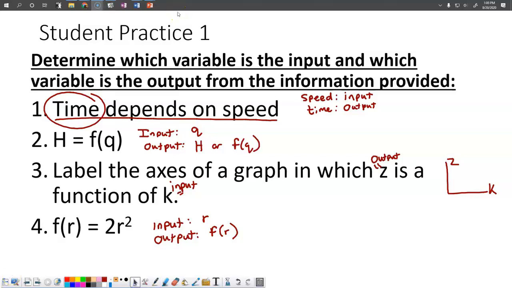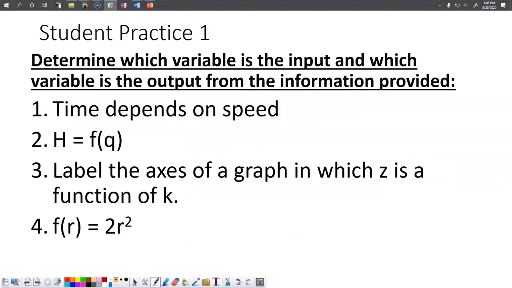And on the last one there, you can tell that r is the input because it's in parentheses. But you can also tell r is the input because it's the variable that's not by itself. The output is f of r. Now technically, since f of r is equal to 2r squared, you could say 2r squared is the output, the whole thing. But it's kind of unnecessary. You can just say f of r. All right, so that is function notation, inputs and outputs.